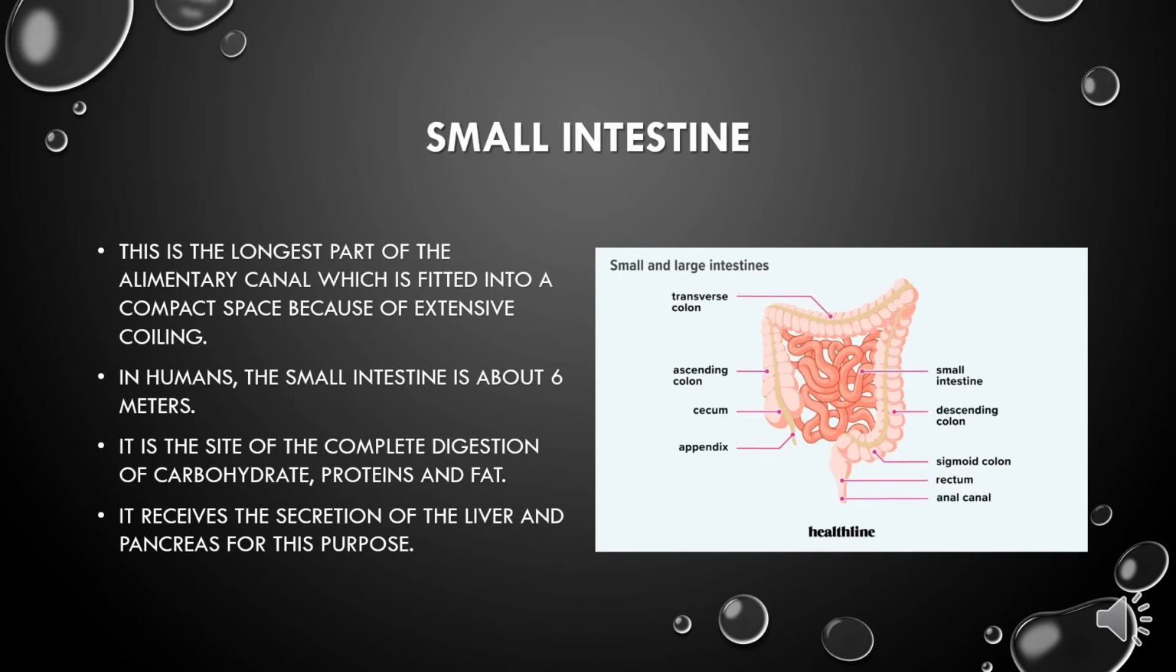Now, digestion in the small intestine. This is the longest part of the alimentary canal, which is fitted into a compact space because of extensive coiling. You can see in the diagram. In humans, the small intestine is about 6 meters long. It is the site of the complete digestion of carbohydrates, proteins and fats. It receives the secretions of the liver and pancreas for this purpose. The liver and pancreas also play a crucial role in our digestion.